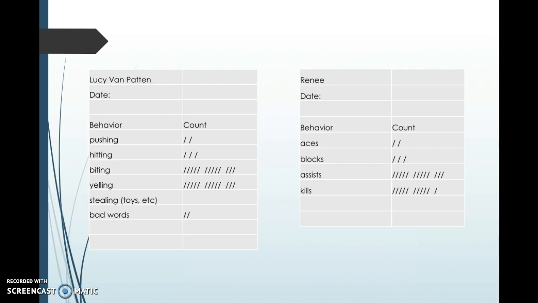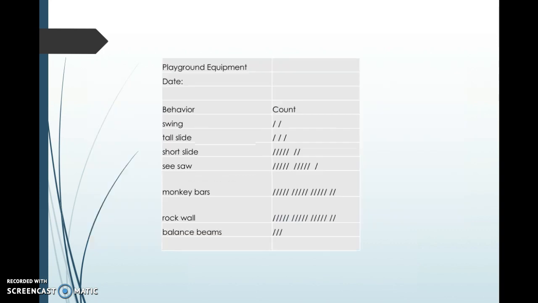Completely unrelated, the frequency count on the right is being used to track volleyball players' statistics. And yet another use is to track the amount of use various pieces of playground equipment are being used. This data could be used to make a case for purchasing additional playground equipment.